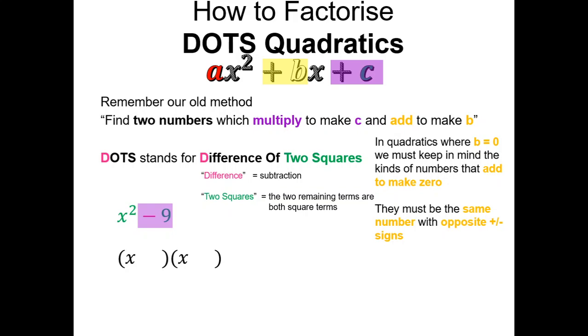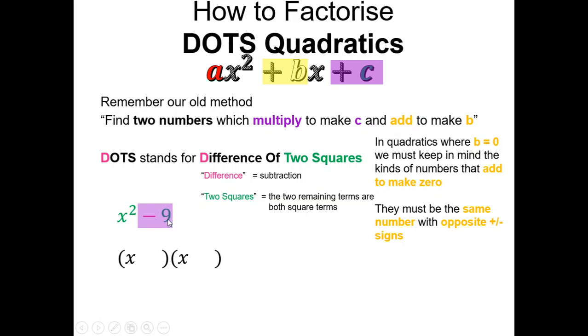X squared is obviously squared, and 9 is a square number. It's a value that could be square rooted. So that makes things a little bit easier for me when I'm trying to figure out what numbers I need to put in here. I know they need to be the same number, but they have to have a different sign.